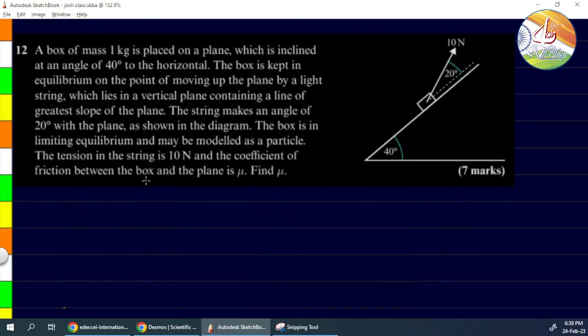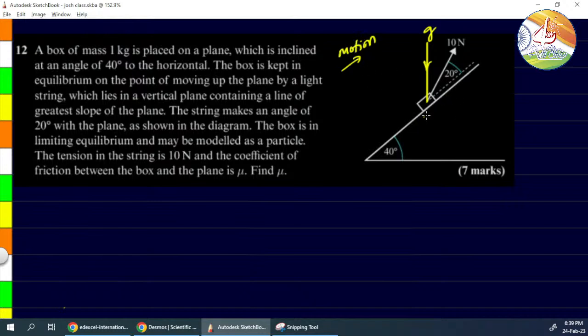Next, box of 1 kg. So is it the same? No, tension is known here, right? Yes. So downward force is 1 kg. 1 kg means just G. 1 into G is G. Then it is inclined at 40 degrees. Box is kept in equilibrium, on the point of moving up the plane. So box is trying to move upwards. So motion is upwards.